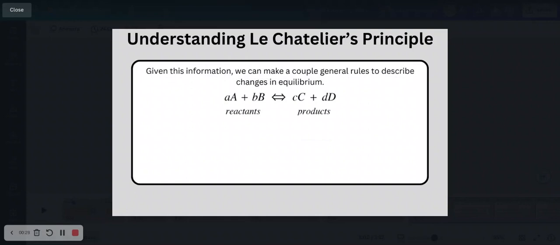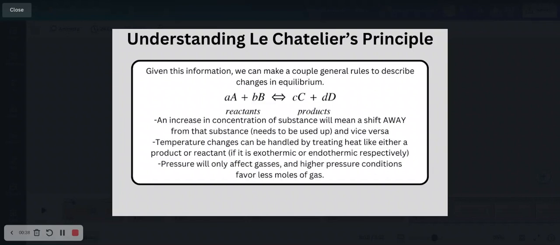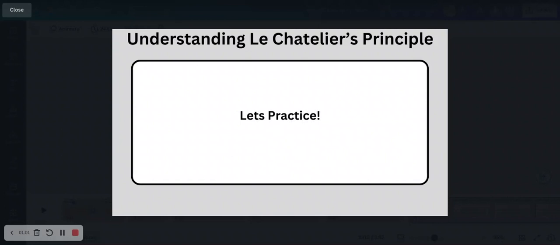Given this information, we can make a couple general rules to describe changes in equilibrium. So given this reaction, this system here, firstly, we know that an increase in concentration of a substance will mean a shift away from that substance because it needs to be used up. And a decrease in concentration of a substance will mean a shift towards it because we need to make more of it to refill it. Temperature changes can be handled by treating heat like either a product or reactant, if it's exothermic or endothermic respectively, and applying Rule 1. And pressure will only affect gases, and higher pressure conditions favor fewer moles of gas.